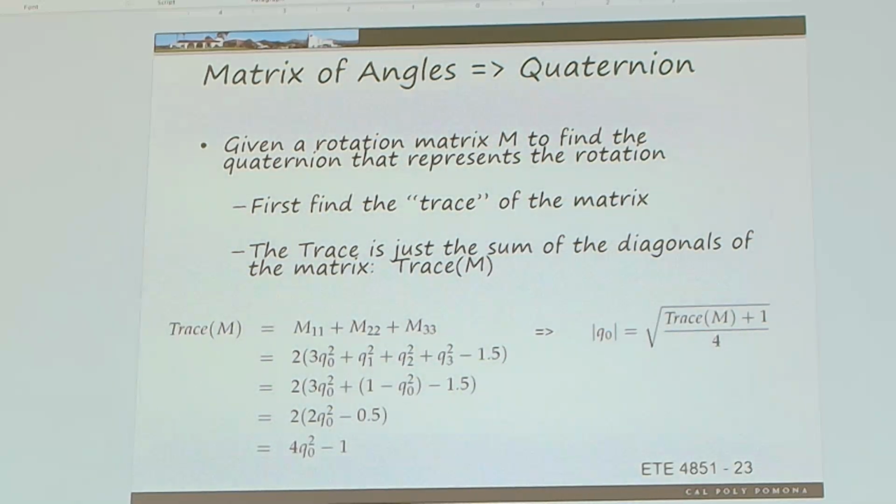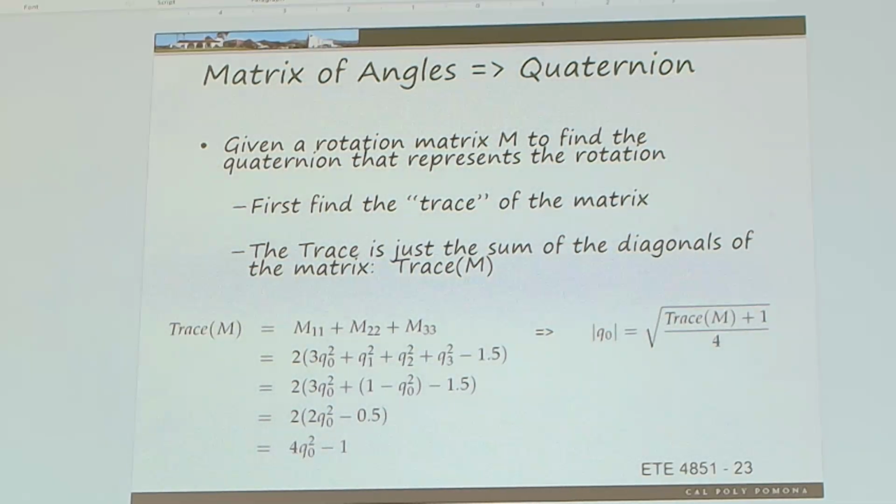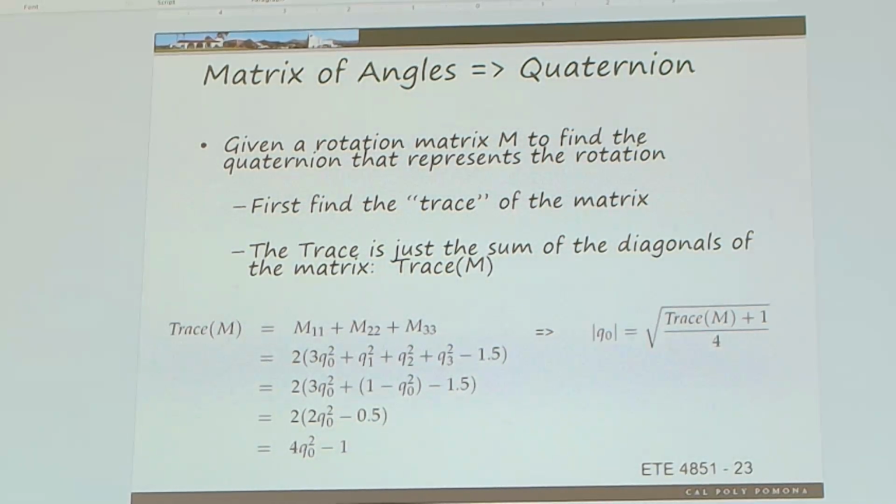Sir, do we get to choose which way we can use on the exam? In the exam? Oh, no, I don't care. Honestly, I'll probably give you a standalone question for quaternions by itself.